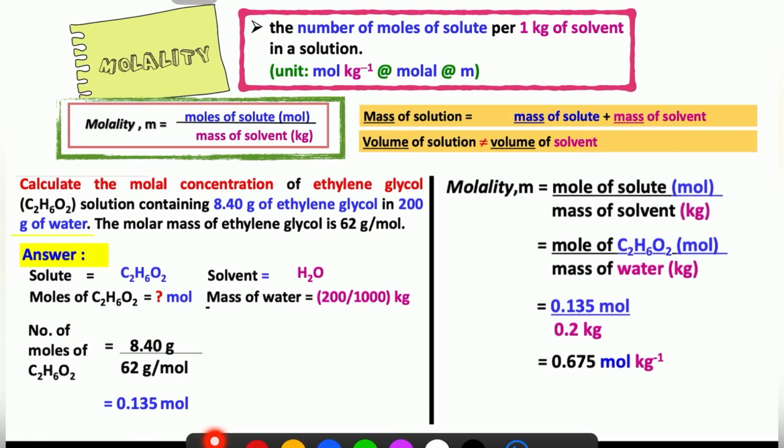Then to get the molality, substitute the value into the formula of molality, and make sure that the mass of water given, 200 gram, is converted to kilogram by dividing by 1000 gram. So here it is 0.2 kilogram. Then the answer is 0.675 mole per kilogram.